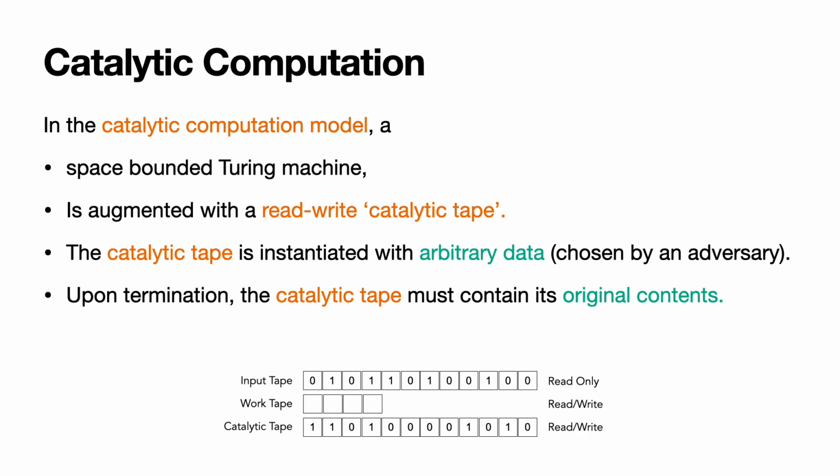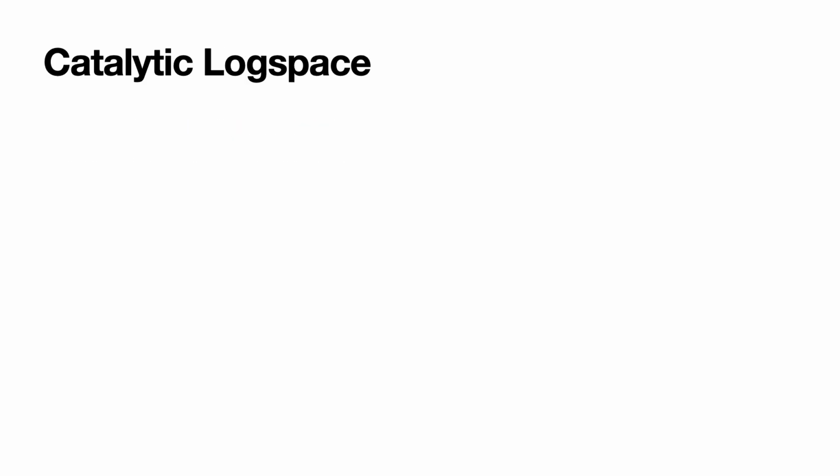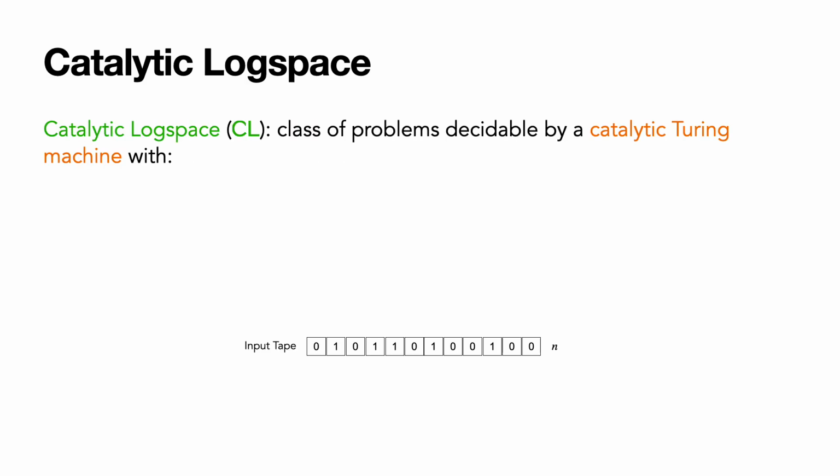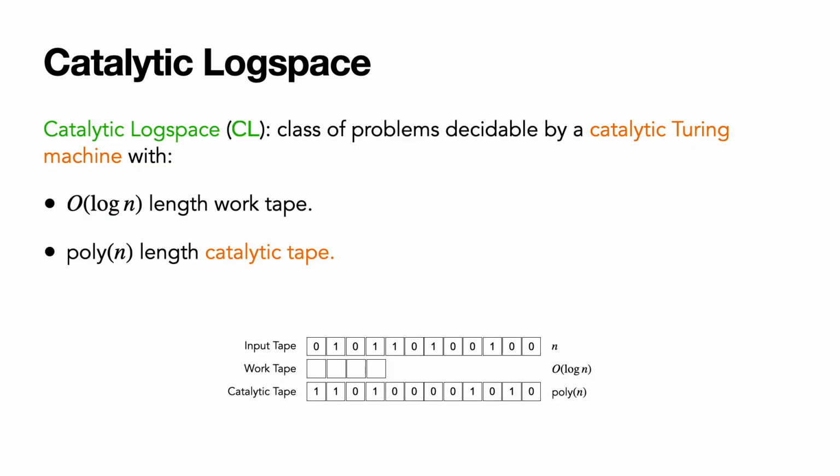If the catalytic tape was just empty or didn't have this condition, then you could just use it like free space and you would have however much space this catalytic tape gives you. But this is the condition which makes the catalytic tape interesting. Now let me tell you about the class Catalytic Logspace. Catalytic Logspace is the class of problems decidable by a catalytic Turing machine with a logarithmic length work tape and a polynomial length catalytic tape.